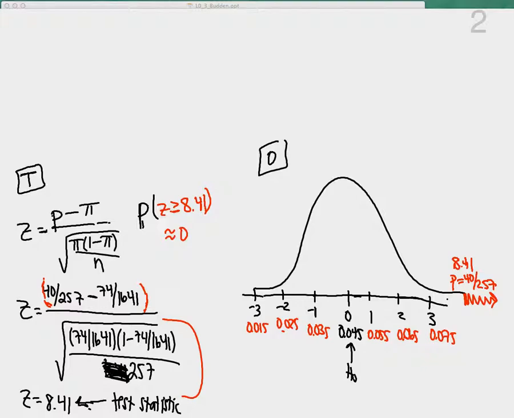Can I erase this? On that box, that square. Yes? Okay, we're almost done, so stick with me.